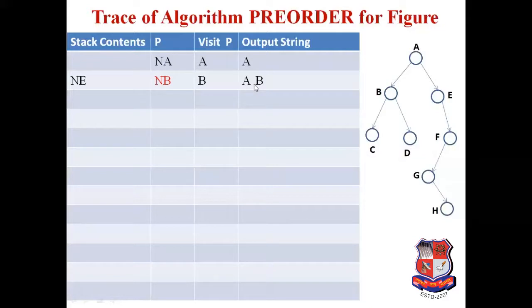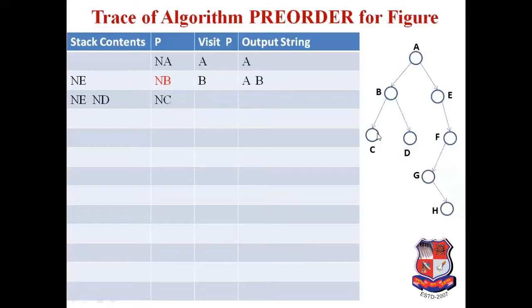Then we add the right child of B to the stack. The current content of the stack is NE. Now I add the right child address of B to the stack. The right child is D, so we add ND to the stack. We store the left child address into P. The left child address will be NC, so we assign NC to P, right?